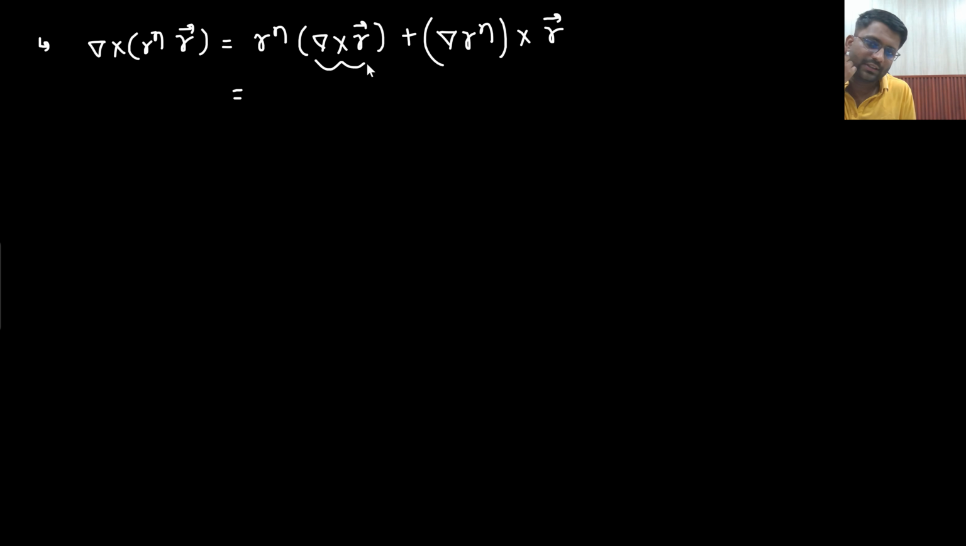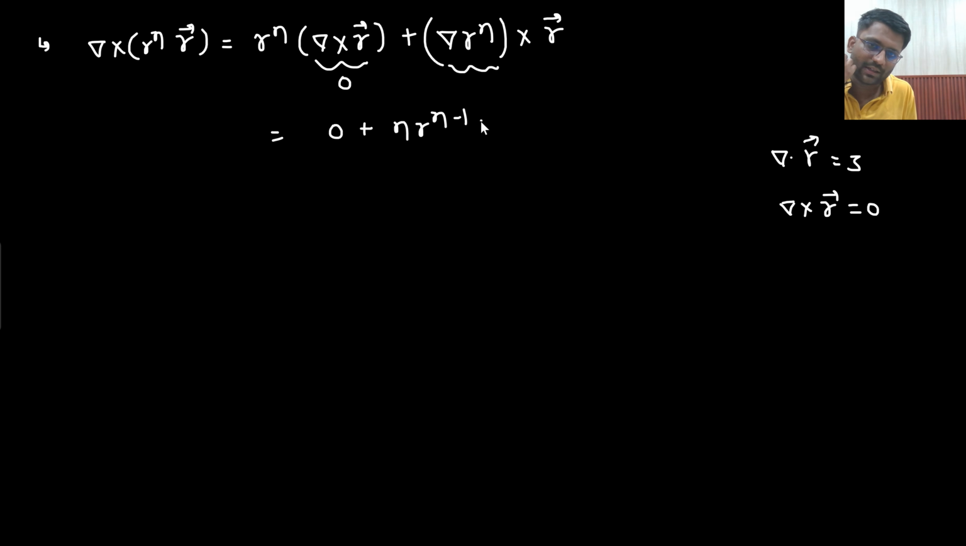Now, what is the result of this? 0, right? Del cross r. I hope you remember it. Del dot r equals 3. Del cross r equals 0, right? So this result is 0 only. So 0 times r to the power n will be 0 only. Now what is the result of this? This will be 0 plus n r to the power n minus 1 r cap cross with r vector.